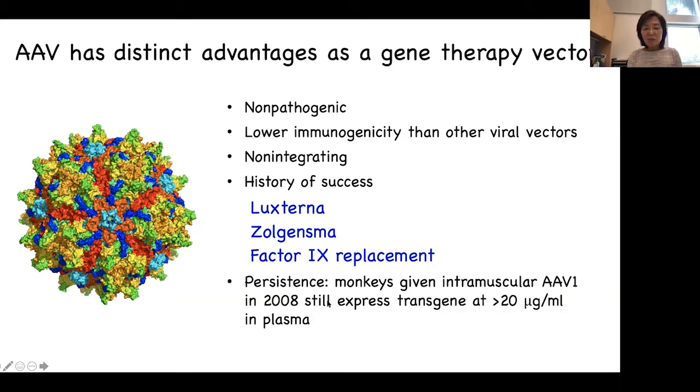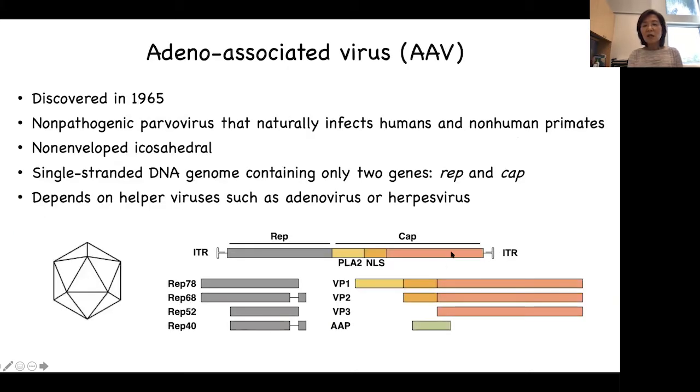And this doesn't happen all the time, but some monkeys given intramuscular injection of AAV1 expressing one of the HIV neutralizing antibodies still express, after longer than a decade, a therapeutic level of antibody. But this doesn't happen all the time.